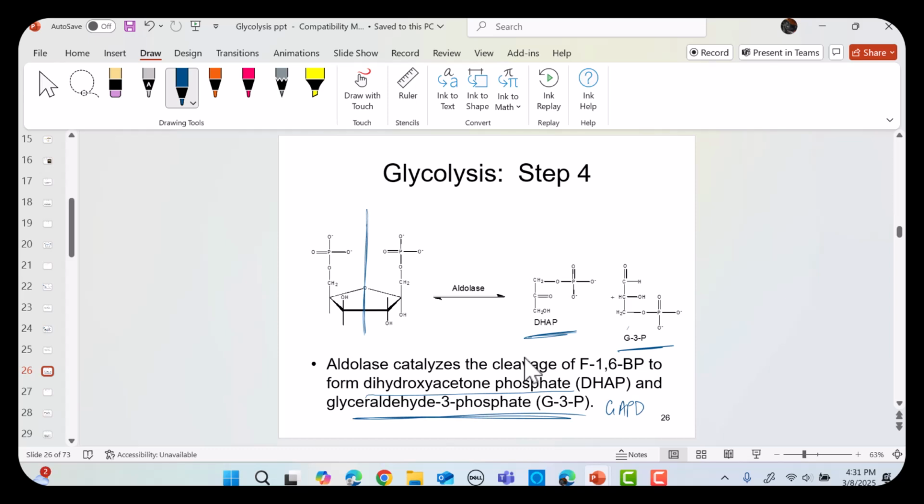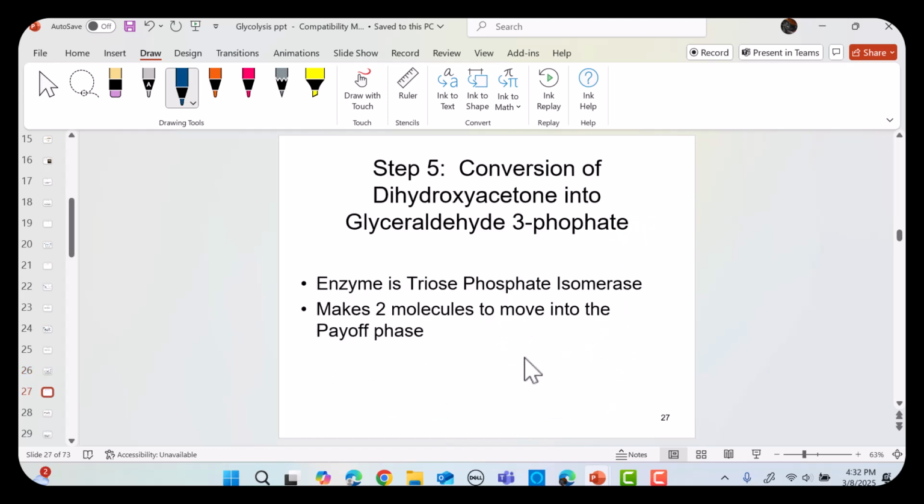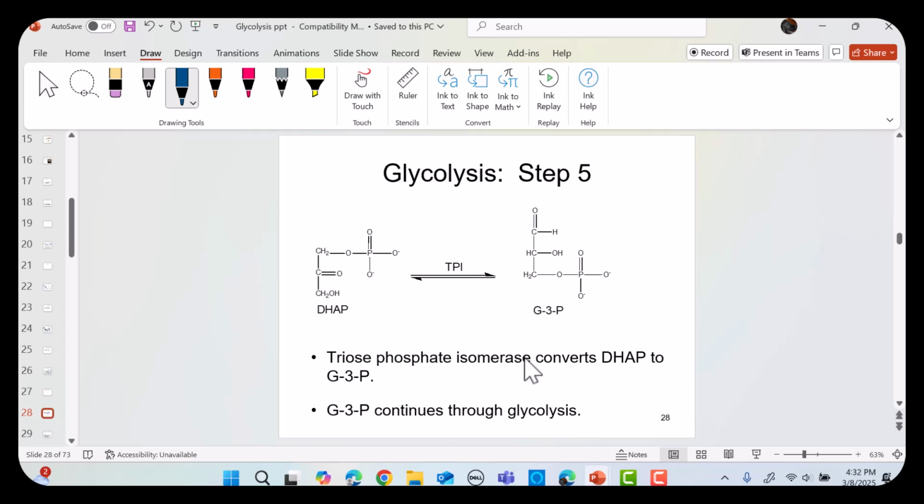But I didn't really want that DHAP. I'm going to want it more later. When we start doing fats and everything, we'll want it. Right now we don't. So what we're going to do, I've got the split part done. I don't want this. I'm going to rearrange it into another glyceraldehyde 3-phosphate. When I say rearrange, I'm making an isomer. So I'm going to take my DHAP, rearrange it into another glyceraldehyde 3-phosphate.